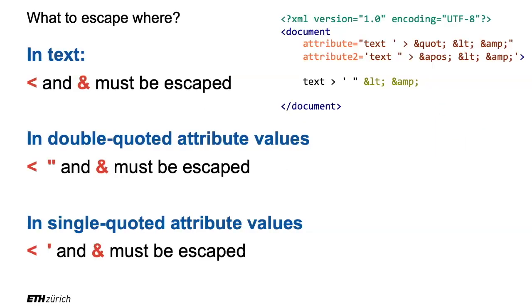So this is the summary of what you need to escape where. In text, you must absolutely escape the smaller than and the ampersand sign. You have to escape them. In a double quoted attribute value, you must escape the smaller than, the double quote and the ampersand. And in a single quoted attribute value, you must escape the smaller than, the apostrophe, and the ampersand.